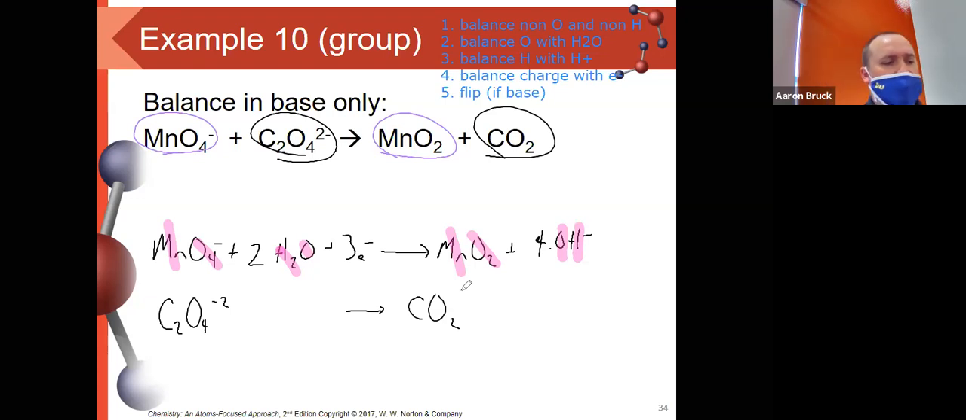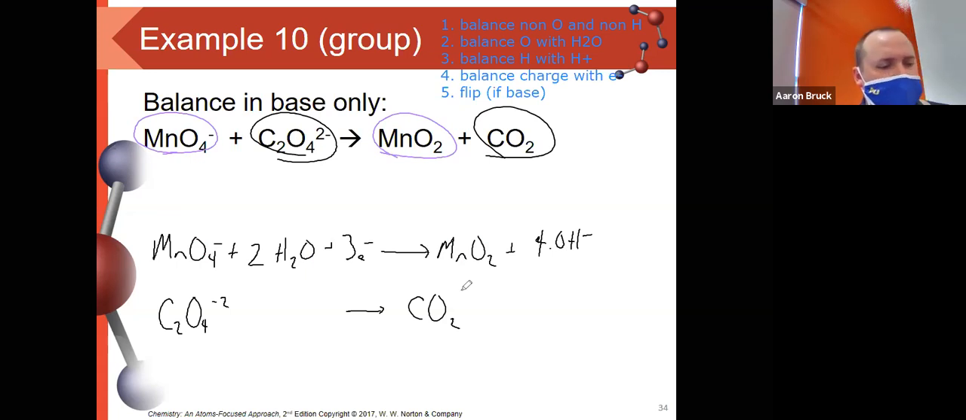From a charge standpoint, I have a -1 and a -3 from the electrons. And I've got 4 negatives from the hydroxides. That's all balanced as well. So my half reaction is balanced from all the criteria that we set.